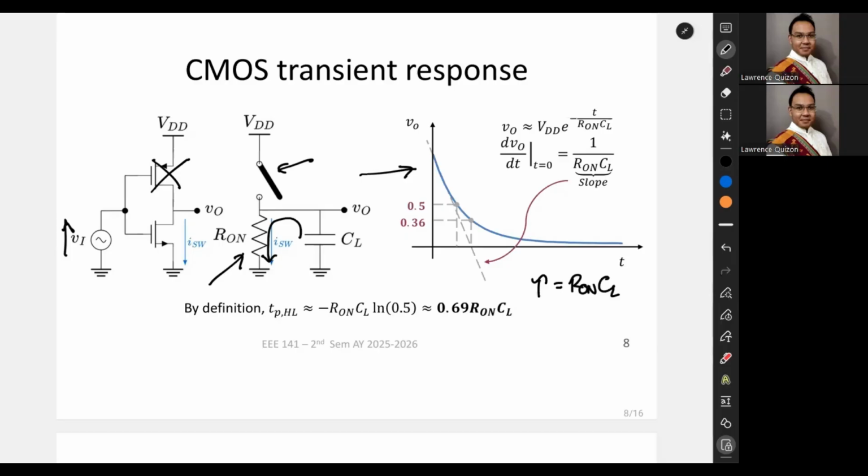So then the high to low propagation time, that is between 50% of the input changing to 50% of the output, becomes ln 0.5, which is about 0.69 R on CL. Okay?